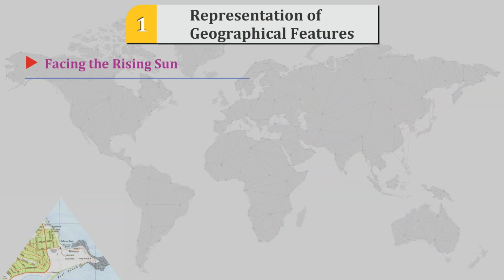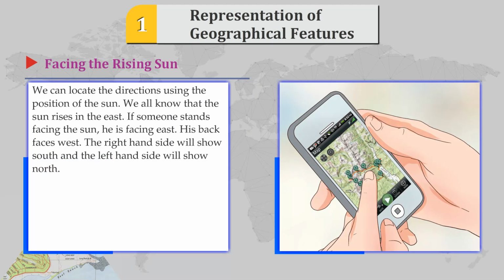First, facing the rising sun. We can locate the directions using the position of the sun. We all know that the sun rises in the east. If someone stands facing the sun, he is facing east. His back faces west. The right hand side will show south and the left hand side will show north.